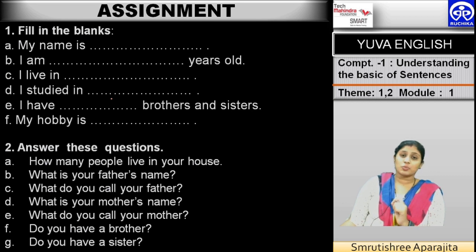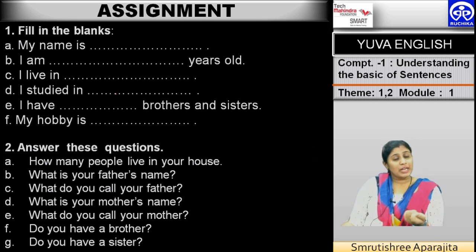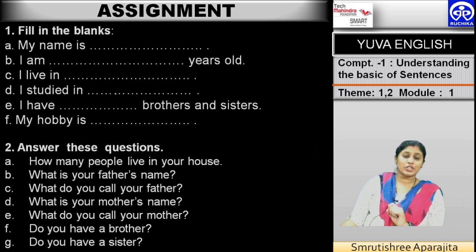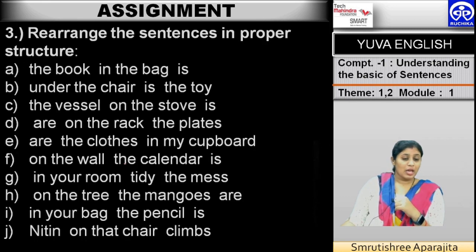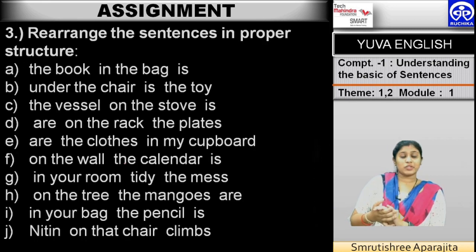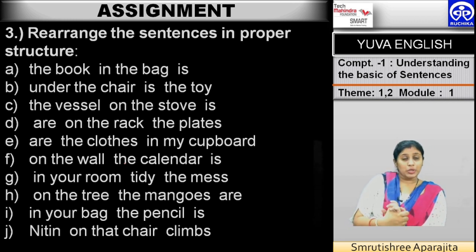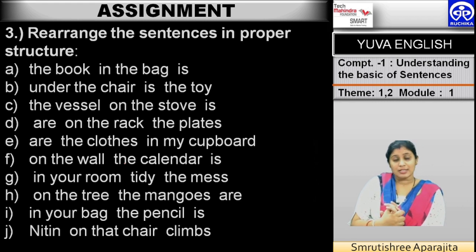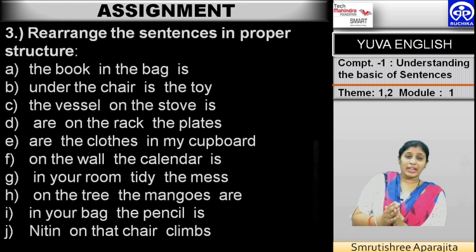I have given a very small assignment which you can fill up, click a picture and send it to me. Right, students? Fill in the blanks, answer these questions. Fill in the blanks comes under declarative sentences. Answer these questions comes under interrogative sentences. Rearrange the sentences in proper structure: you have to arrange these sentences following the structure of sentences, and you can very easily do this. For example, let me tell you the very first one.